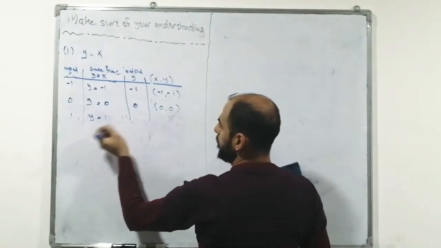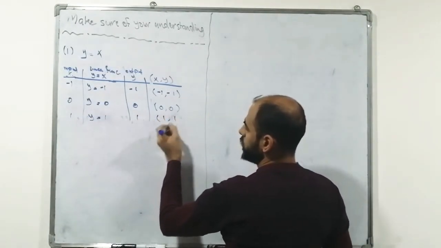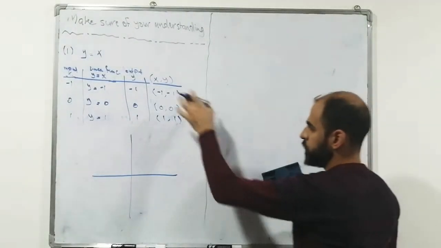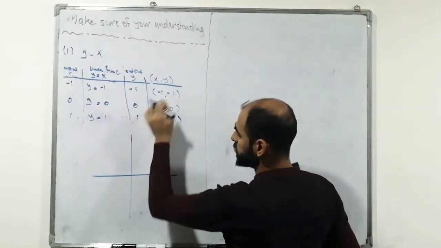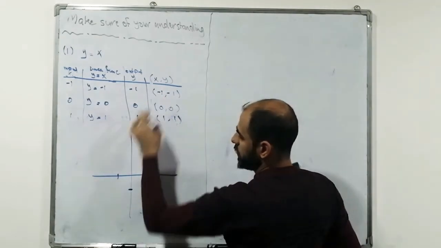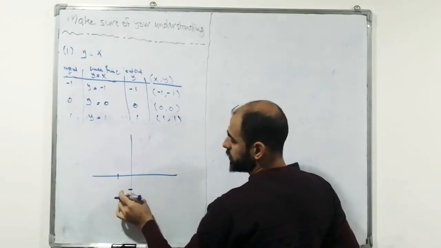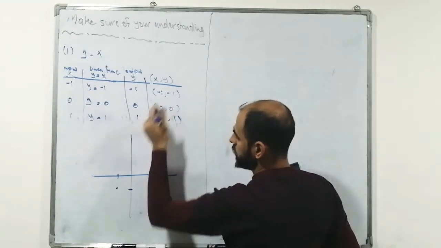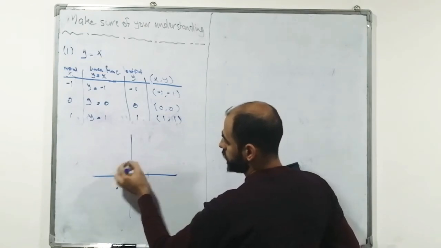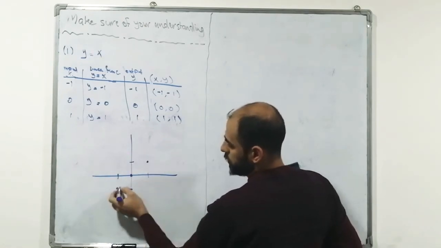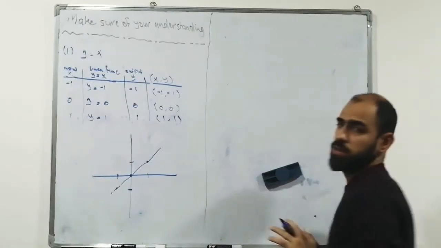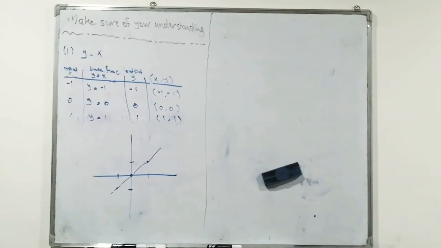Now y equals 1. The third order pair is 1, 1. Now we make a coordinate plane and determine the points or order pairs. The first one is minus 1 and minus 1. X is minus 1, so we go one step to the left, and y is minus 1, so we go downward one step. The second order pair is 0, 0, the origin point. The third order pair is 1 positive with 1 positive also. So this is the sketch of the function y equals x.